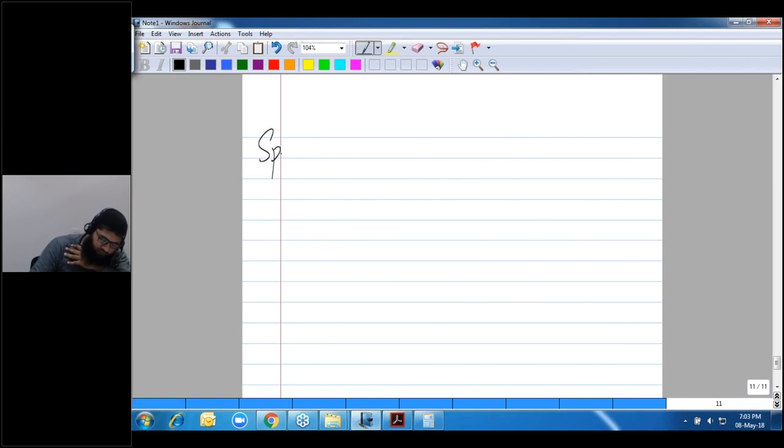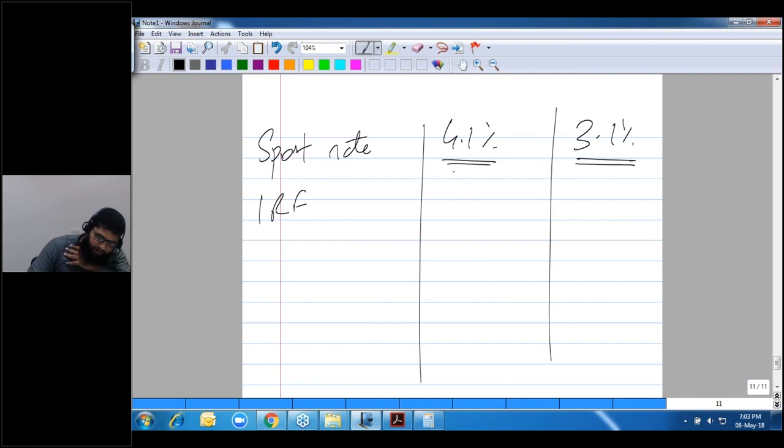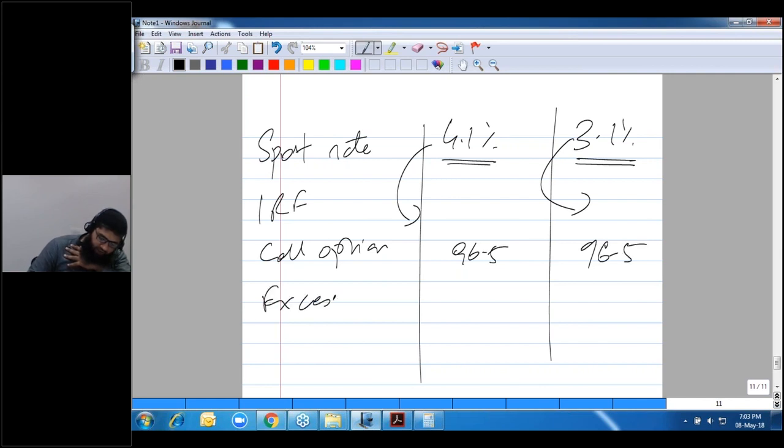What would happen is the spot rate is 4.1% or 3.1%. The interest rate future price would have to be calculated at this spot rate. And then you have the call option, which is 96.5. You would decide if you need to exercise it. For all of you who are a bit worried about what is happening, I'm just going to explain to you. Just wait for a while.